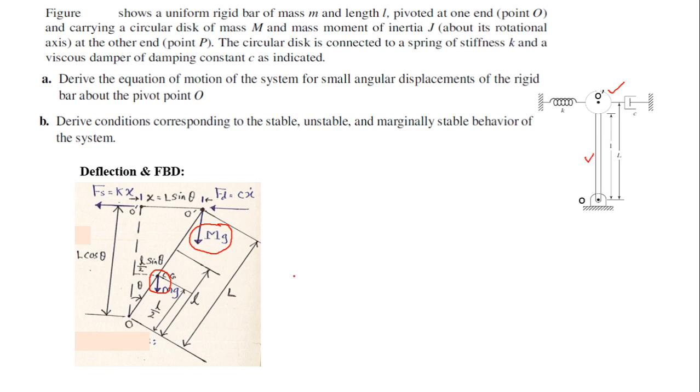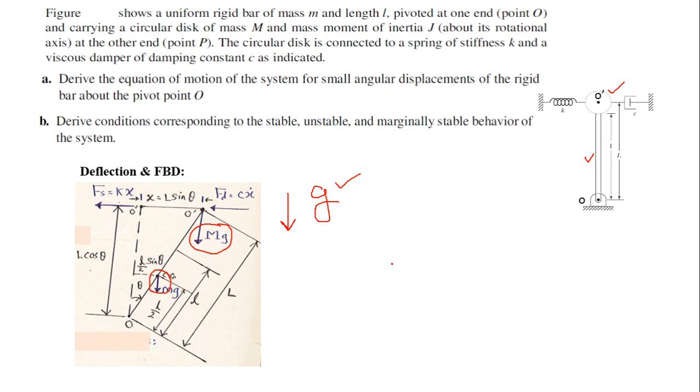I have included the weight of this disk and also the weight of this rod in my analysis, and this is because it's a vertical system. The simple answer to this question is that because it's a vertical system, the effect of gravity is included in this analysis. And moreover, if you are analyzing the stability of a structure, especially a vertical structure, you need to include the gravity.